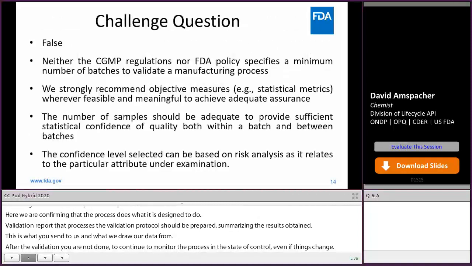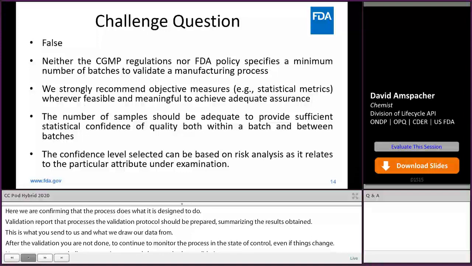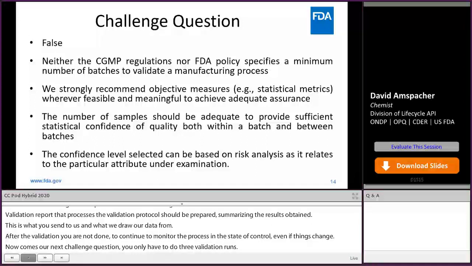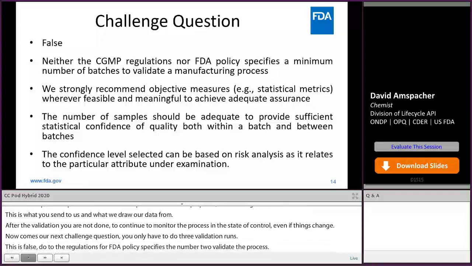This is false. Neither the CGMP regulations nor FDA policy specifies a minimum number of batches to validate a manufacturing process. Validating a manufacturing process or a change to a process cannot be reduced to so simplistic a formula as the completion of 3 successful full-scale batches. We strongly recommend firms employ objective measures, meaning statistical metrics, wherever feasible and meaningful to achieve adequate assurances.